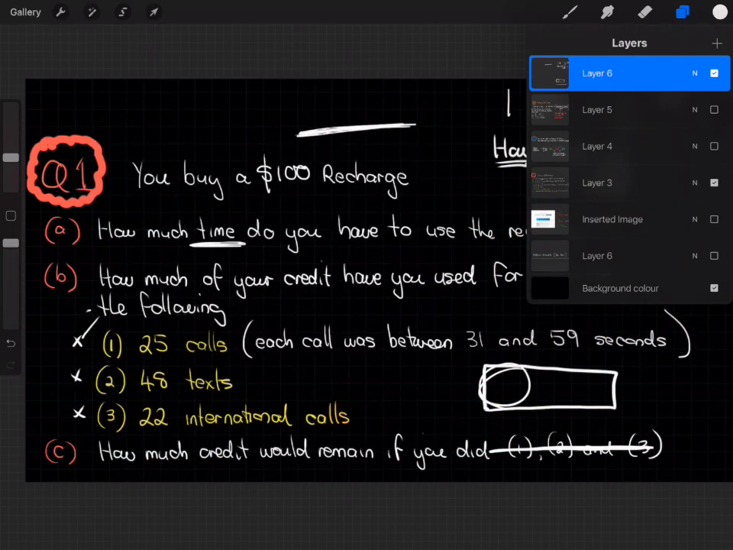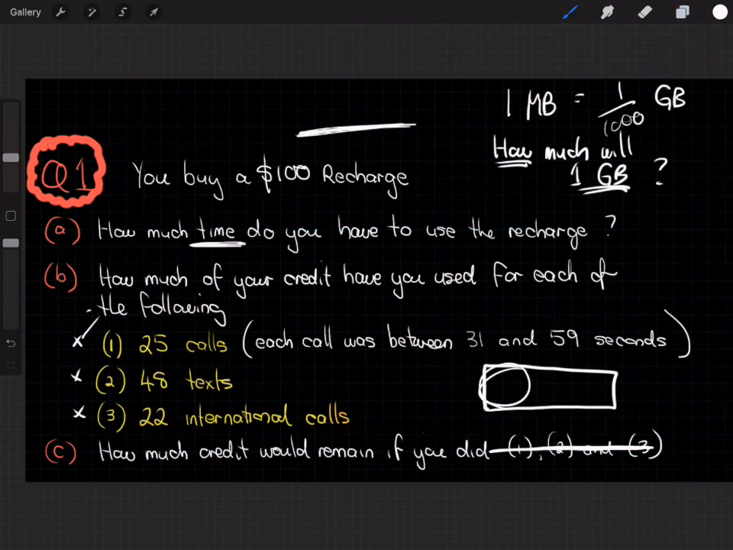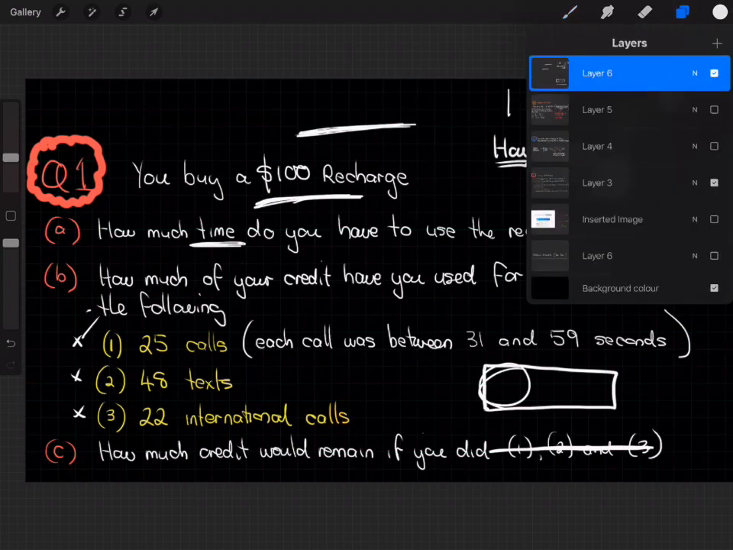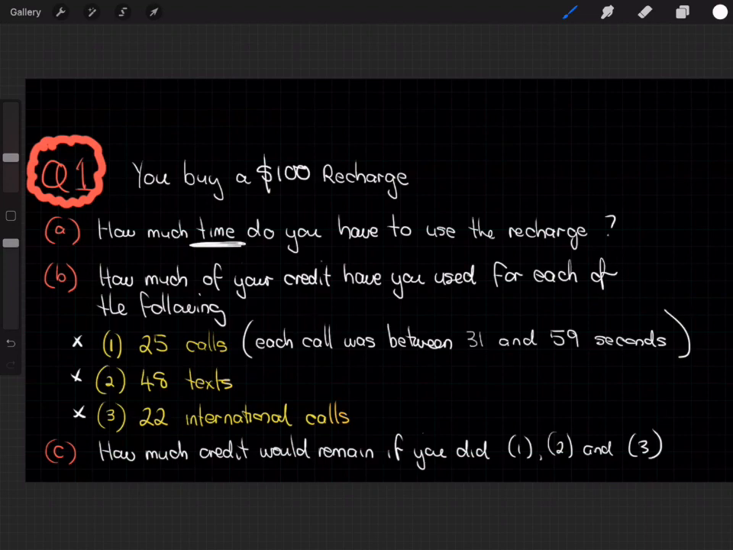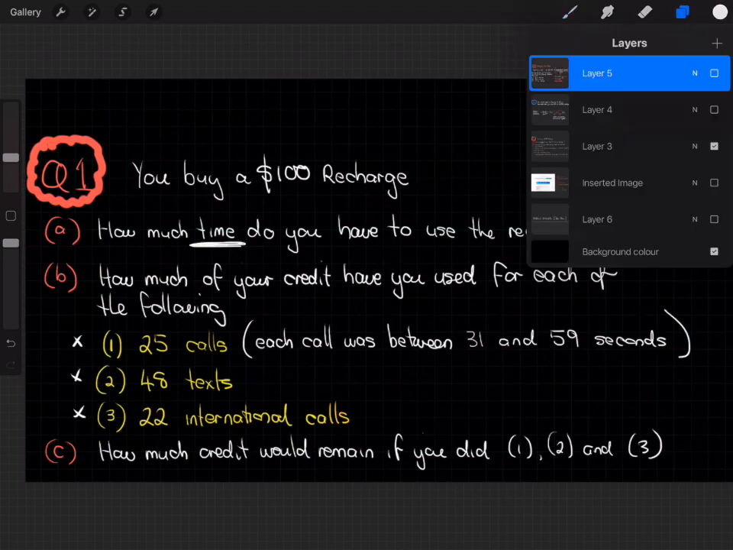And here, which is question 1, I want you to answer these questions assuming you've gone for the $100 prepaid plan. I shall get rid of that stuff. So assume you've gone for the $100 prepaid plan, and you need to work out, firstly, A, how much time you have to recharge. We've already sort of discussed that. Part B, how much of your credit have you used for each of the following? So if it's a $100 recharge and that's your credit, you've got $100 credit to begin with.